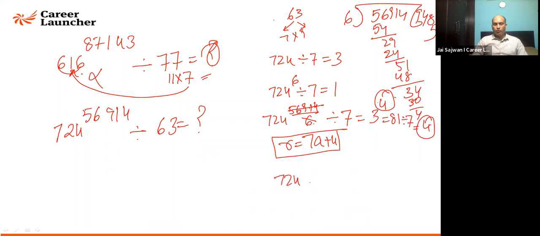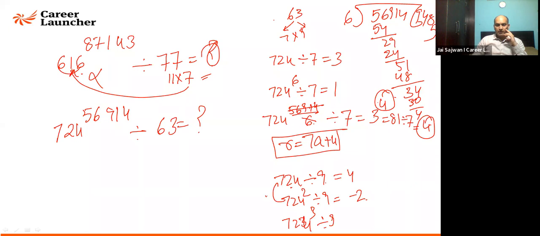I'll say 724 when divided by 9, what is the remainder? 7 plus 2 plus 4, the remainder is 4. Can I square on both the sides? Yes, I can do that. 4 square is 16, remainder is -2. Can I cube it on both the sides? Yes, I can multiply these two values. That comes out to be -8. The remainder is 1. So what should I do now?